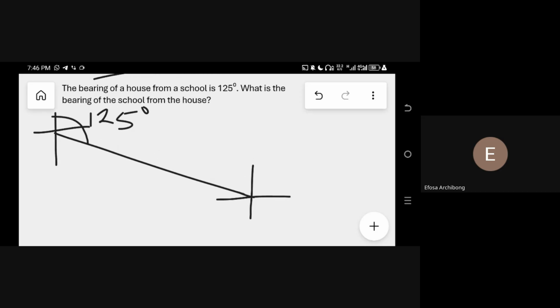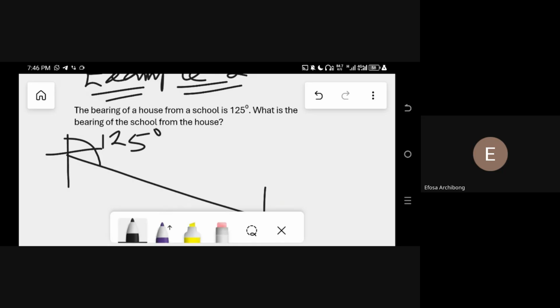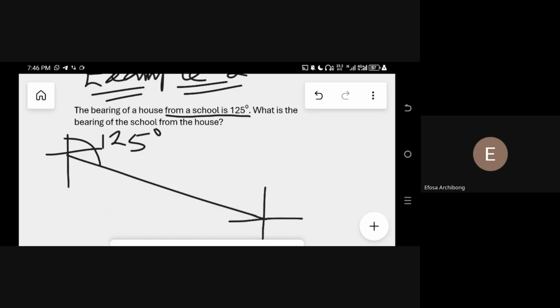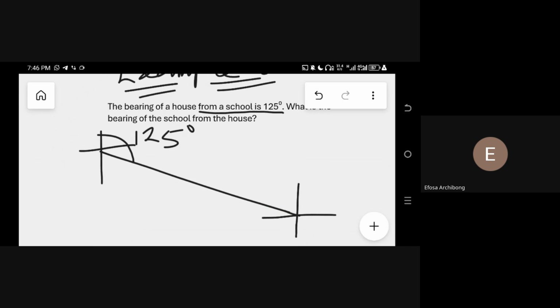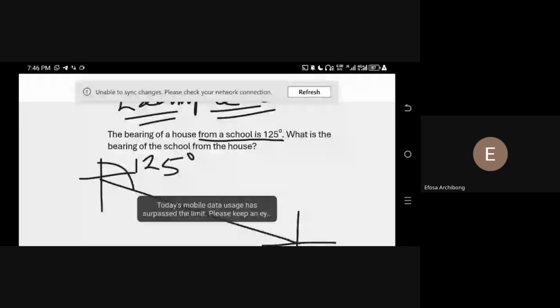When you go back to the question, locate that part where you were told the bearing of a house from a school is 125 degrees. It means that the place where you drew your 125 degrees from, that part is the school.